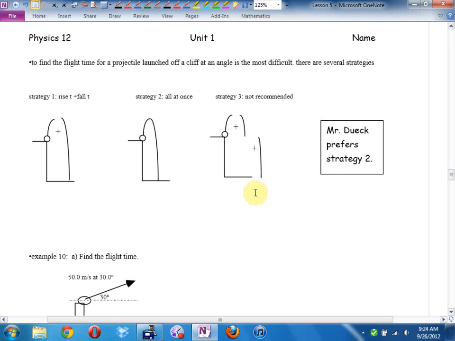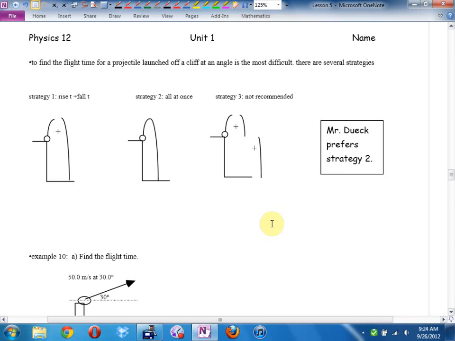The third method, which I don't recommend, find how long it takes to get to the top. Double it to get back to the cliff height. And then you know your final velocity when you get to cliff level. It's the same as your initial vertical velocity, but negative. You can make that vi over here, and you can have a equals negative 9.8 and the displacement and solve for t. I'm not recommending that because that's finding 3 different times and adding them together. In fact, Akemi, I really prefer strategy 2.